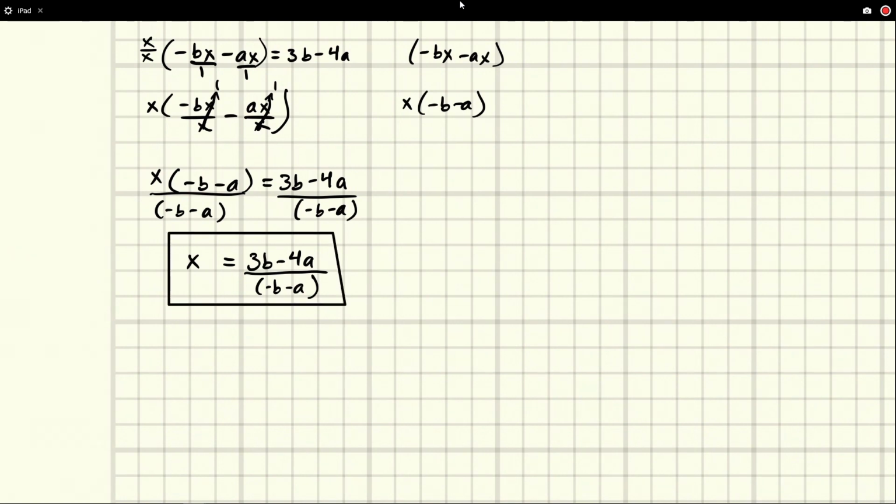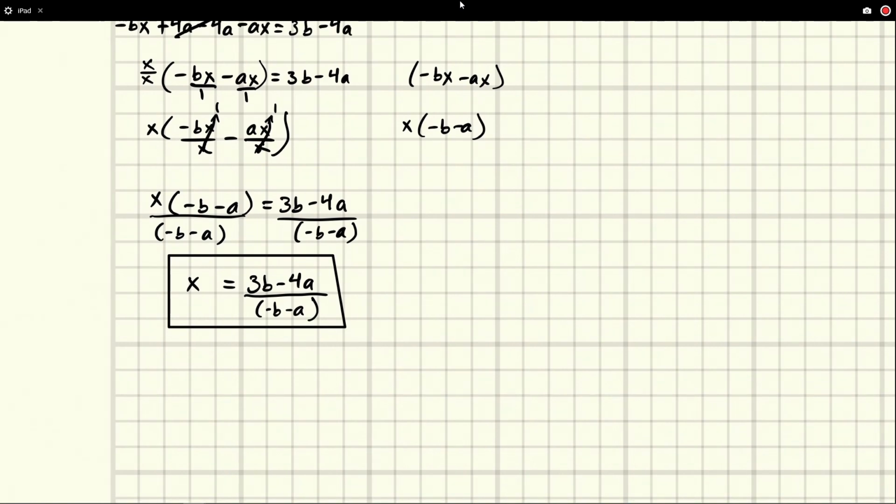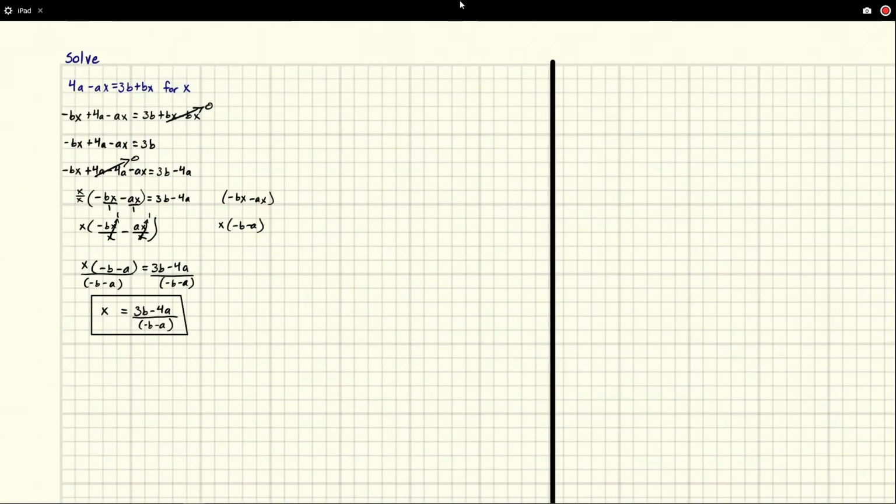So that's how you would do a problem like this. This one involves a bit of factoring, which is kind of cool. And let me just zoom out so you can see everything.